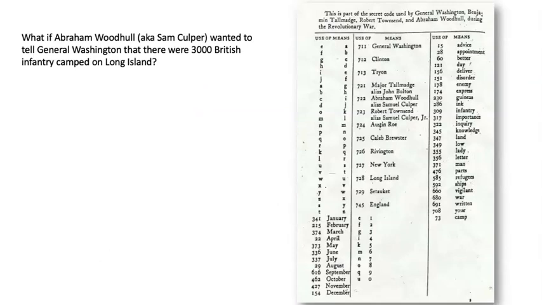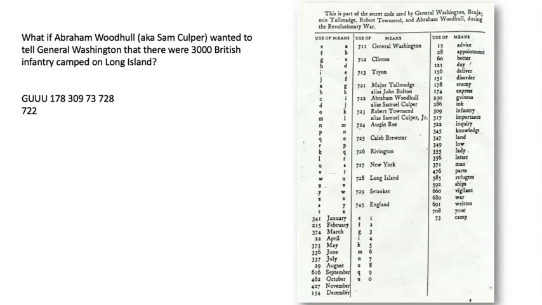So, for example, what if Abraham wanted to send the message to General Washington there were 3,000 British infantry on Long Island? How would he code that? Why don't you try it? Pause the video here for a little bit and see if you can figure this out. Did you get something like this? In any case, once General Washington got this message, he would know that it read 3,000 enemy infantry camp Long Island and signed from Sam Culper.